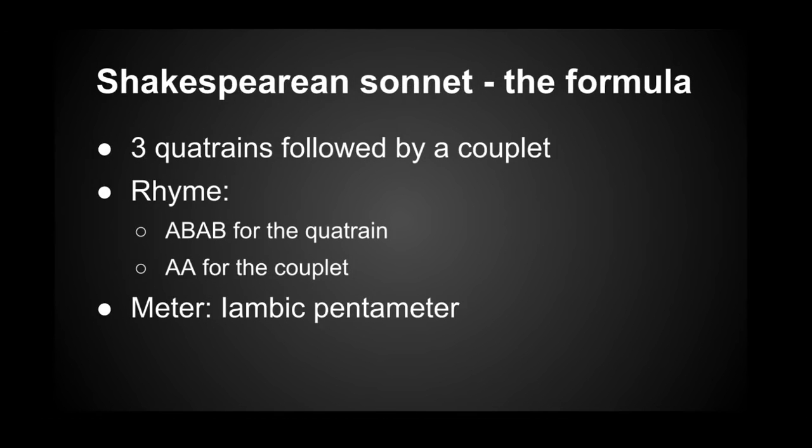Here is the formula that we have sought. The Shakespearean sonnet contains 3 quatrains followed by a couplet. The quatrains use an AB-AB rhyme scheme, which means that the alternate lines rhyme with each other, and the couplet uses an AA rhyme scheme, which means that both the lines rhyme. The entire poem uses iambic pentameter, and just a reminder, that means that it's 5 pairs of iambs: unstressed, stressed, unstressed, stressed, and so on.